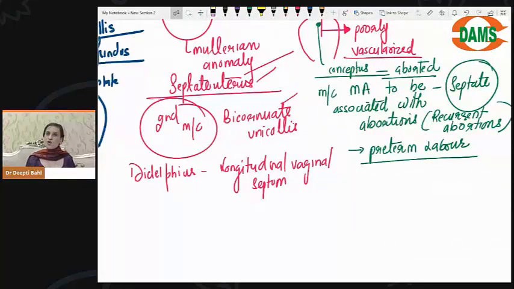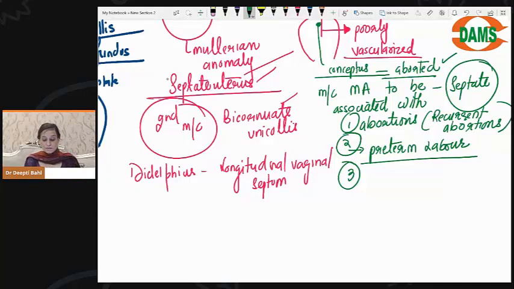So all Mullerian anomalies can cause certain problems in pregnancy. These could be abortions, that is the first one. They can also cause preterm labor. Why? Because the cavity size is small. Please remember, uterus has a natural tendency: if you put something in its cavity, it is going to contract and expel it out. So if the cavity is even smaller, it is likely to do that.